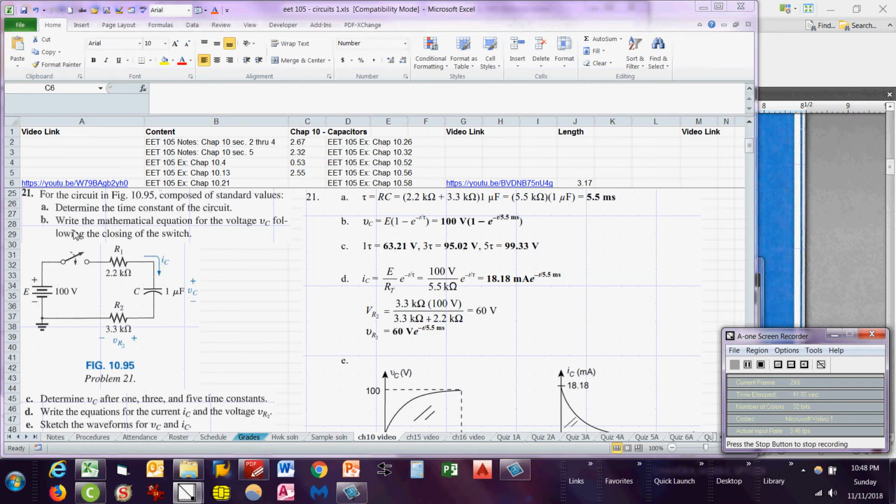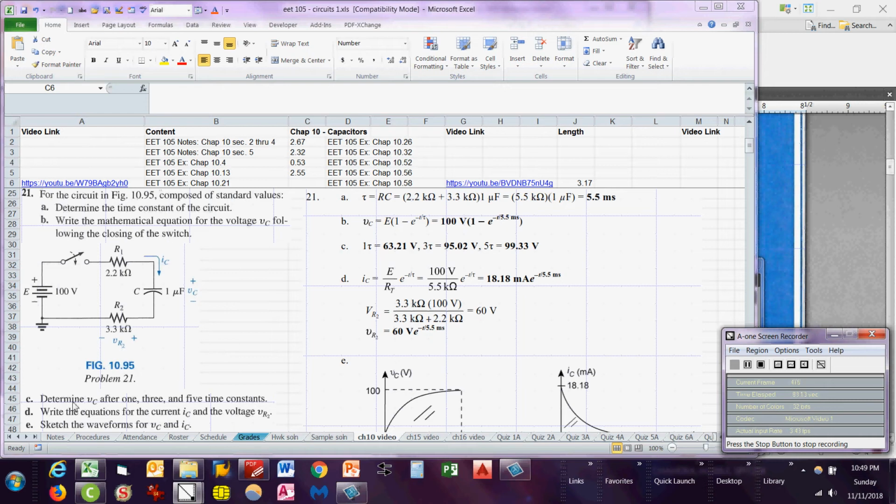Write the mathematical equation for the voltage VC following the closing of the switch. That's this switch, and that would be after t equals 0. Here's the charging up equation. E equals 100 volts, and then the natural number to the minus t over 5.5 milliseconds. That's the equation. You're not given what t is, so it has to remain a variable.